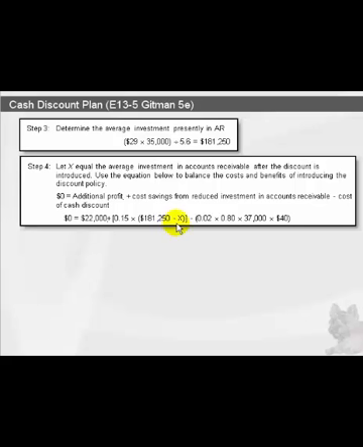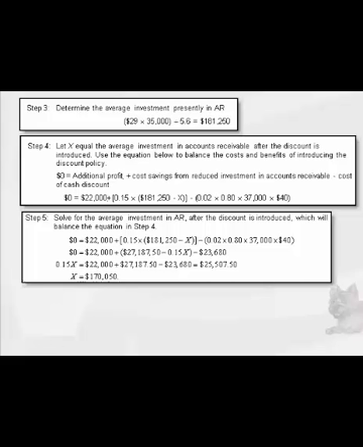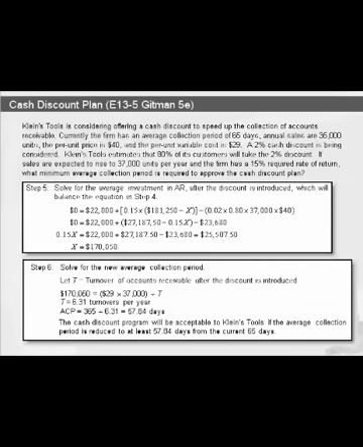Okay, so now we take a look and we see in step 5 that by rearranging the terms, we can work our way through the math and come up with the average investment in accounts receivable after the discount is improved has to drop from $181,250 to $170,050.